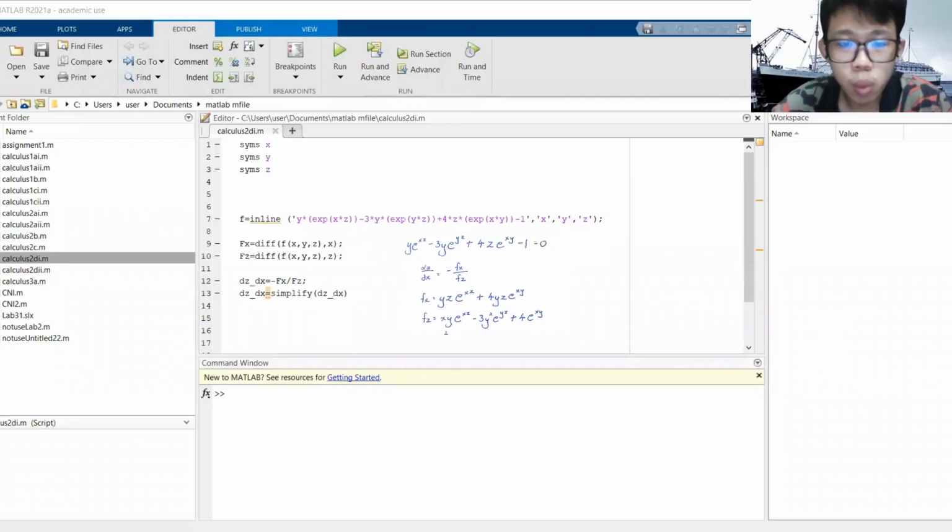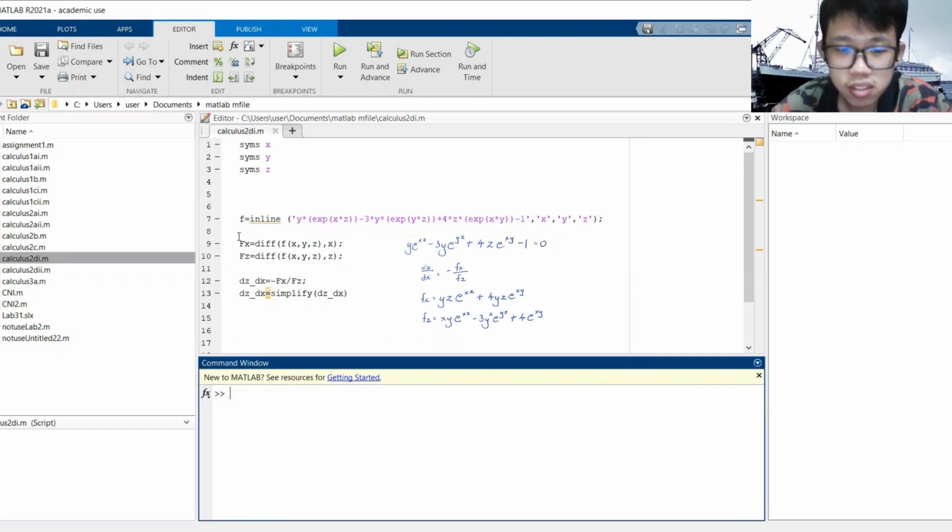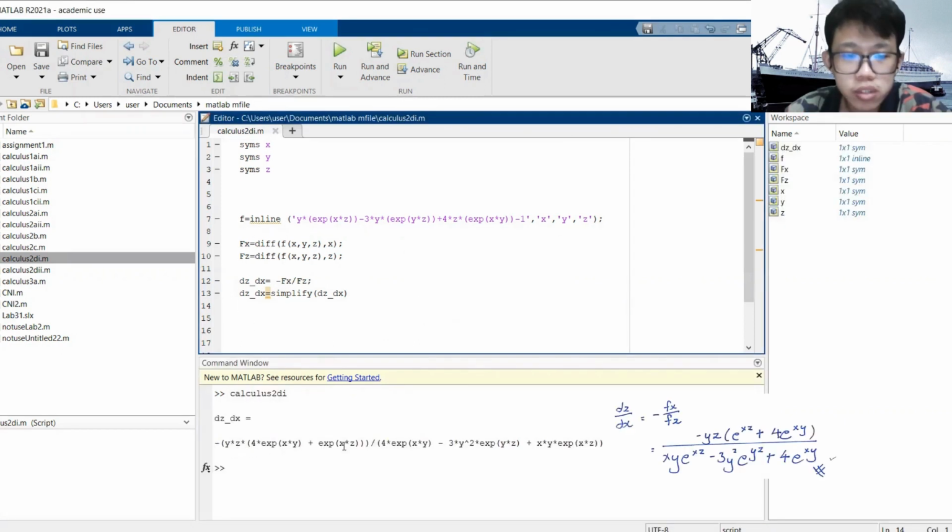For question 2D1, this is the coding for the equation that we use in manual calculation, which are the equations fx, fz, and dz over dx. The result is dz over dx equal to negative yz brackets 4 exponent xy plus exponent xz brackets over 4 exponent xy minus 3y power 2 exponent yz plus xy exponent xz.